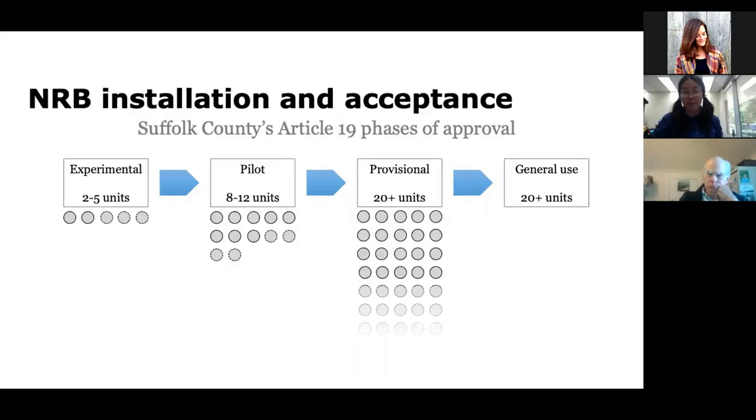qualify for pilot approval. So if we have 2 or 3 systems already installed under the experimental phase, we can install between 5 and 6 additional ones to qualify for piloting. So from there, we would need to meet similar requirements over a 12-month monitoring period. From there, we would qualify for provisional approval, where we would need at least 20 units installed. And the final goal there would be to get to general use approval, where they could be installed anywhere in Suffolk County with continued monitoring.